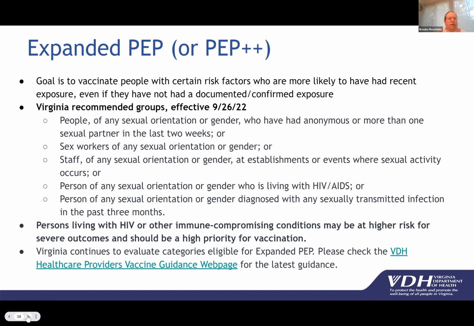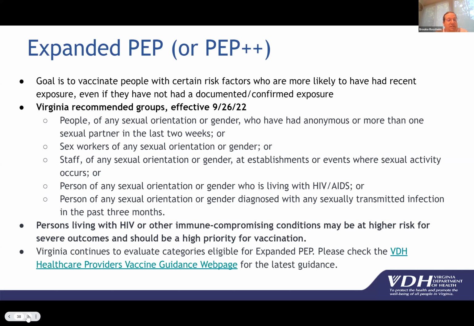We have another thing called expanded PEP, or PEP++. So the goal of this is basically to vaccinate people who are at high risk of developing or acquiring monkeypox, even if we don't know if they've had a documented or confirmed exposure. So we are using the vaccine in people who are in high risk groups. And currently we've got 5 high risk groups who would be eligible for expanded PEP.